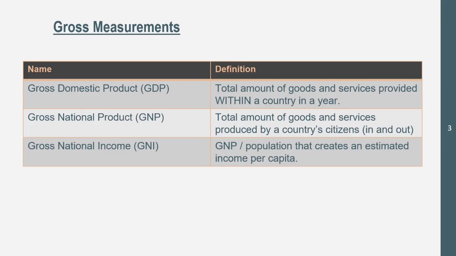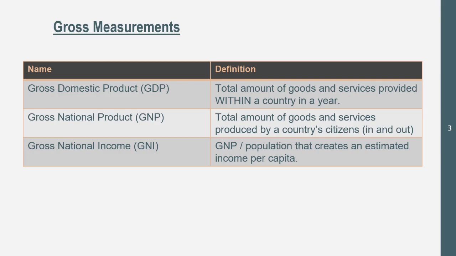And then we have gross national product, which is the total amount of goods and services produced by a country's citizens. And this can be within or out of a country. So if you sell things around the world, however, your company's based in America, that's going to affect the gross national product of America.